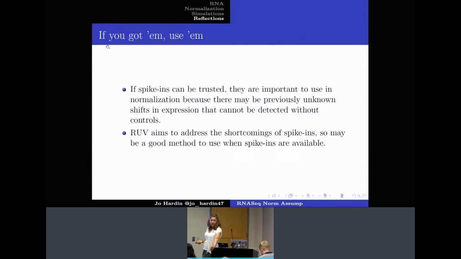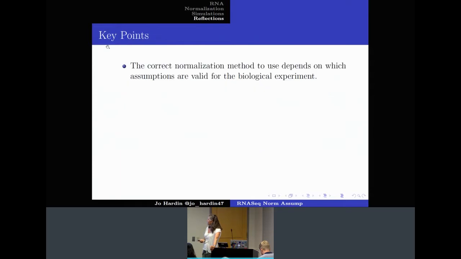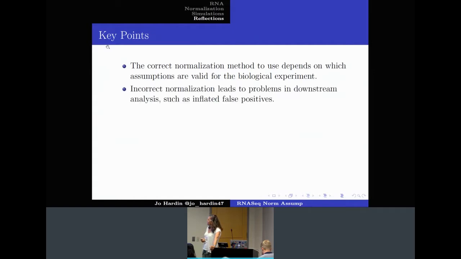Like if you have spiking controls, those are often the best way to go about this problem because then you don't have to worry about all the other aspects of what's going on. And RUV that I didn't talk about tries to address some of this. It's a newer method. But the key thing is that the correct normalization method totally depends on assumptions that are valid for your biological experiment. I can't tell you which one is the best.